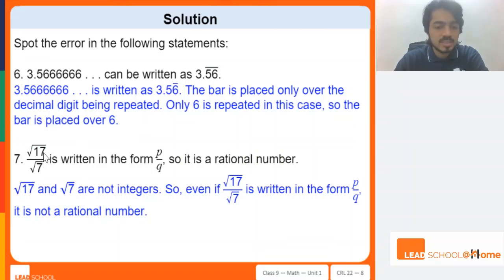The next statement is square root of 17 by square root of 7 is written in the form p upon q, so it is a rational number. Now square root 17 and square root 7 are not integers. So even if square root 17 by square root 7 is written in the form p upon q, it is not a rational number, right?